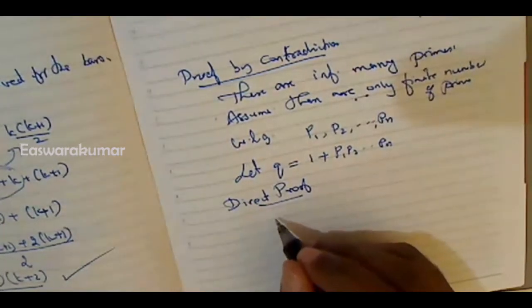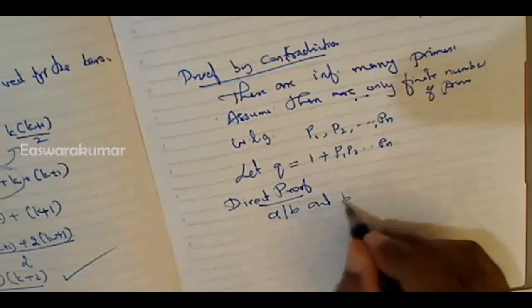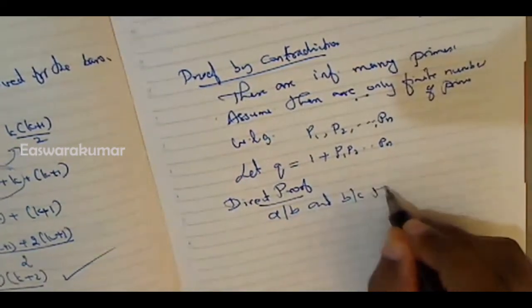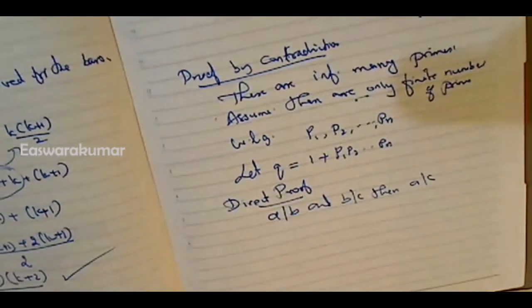Okay, I can take a problem. The statement is: A divides B and B divides C, then A divides C. So this is the statement. A divides B and B divides C, then we can say that A divides C. Here, how do we do the direct proof?